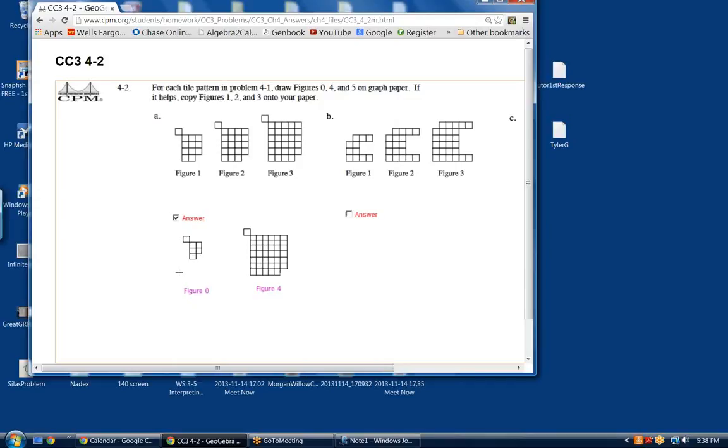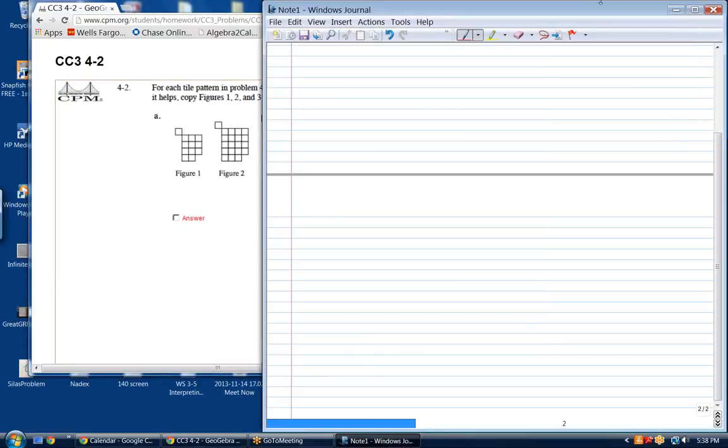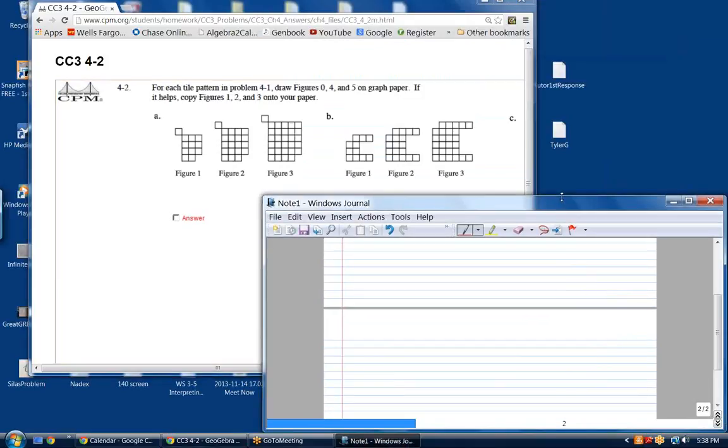So figure 0. Okay, so this is figure 1. Figure 0 is subtracting 1 from the width and the length. And figure 4 would be taking figure 3 and adding 1 to the width and the length. And so they want us to do B. So figure 0. It's going to be a little tough for us to do online. These problems are so graphical in nature that I could graph them, but it would take me a long time to graph this.